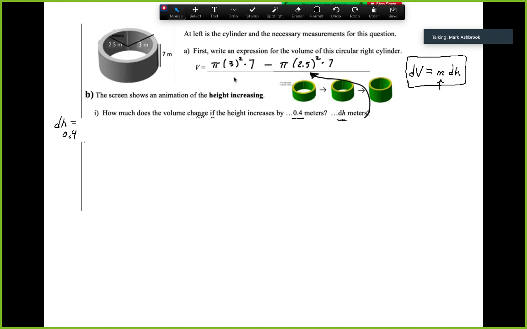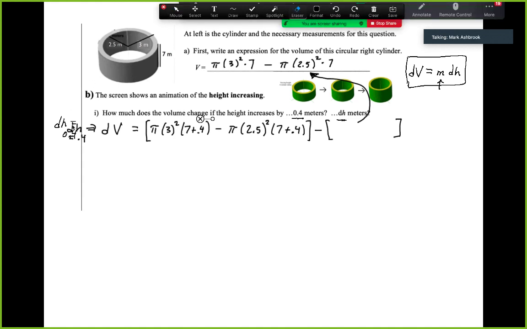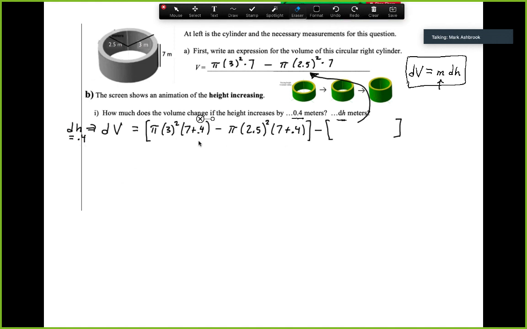So we've got the initial value. Here's the initial value of our quantity. The final value will be the volume after the height is increased by 0.4. So what will the new height be? What will the final height be? 7.4. So we're going to find the volume of this thing when the height is 7.4, and we're going to subtract the volume when it's 7. And that's this. Okay, so dV is the final volume when the height is 7.4 minus the volume when it was the original height.